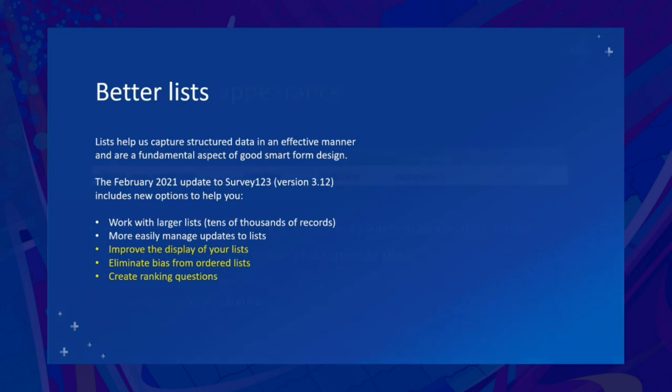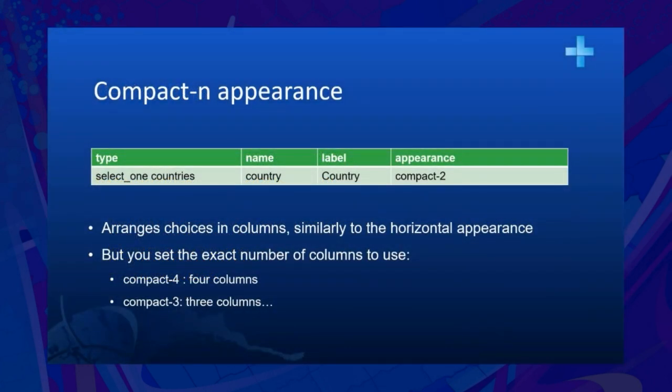So here is what is new. The compact-n appearance. It arranges choices in columns similarly to the horizontal appearance, but in this case, you can set the exact number of columns that should be used. For example, compact-4, 4 columns, compact-3, 3 columns. By the XLSForm spec, the maximum number of columns is 10. Although in the case of the field app, you can go with as many as you like. For the web app, we stop at 10. Hopefully you don't have to use so many.